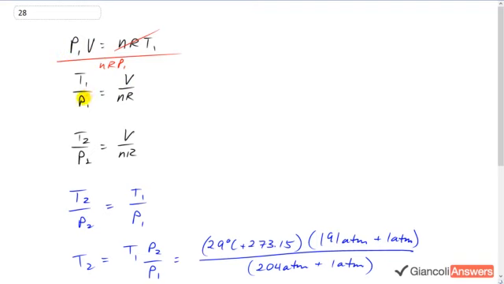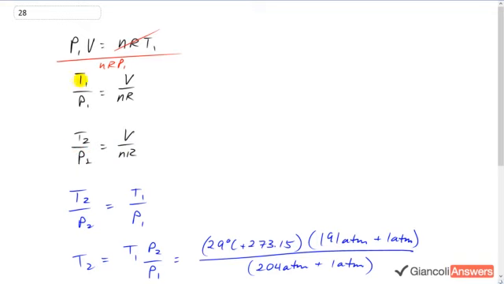And we get T1 over P1, after we switch the sides around, is the volume of the tank divided by the number of moles of air times the universal gas constant. And then once the person jumps into the water, there's going to be a new temperature and a new pressure, but the volume of the tank will stay the same because it's a rigid metal tank, and the number of moles of gas will be the same too, because we're told to neglect the few breaths of air that the person might have taken en route from the boat to the water.